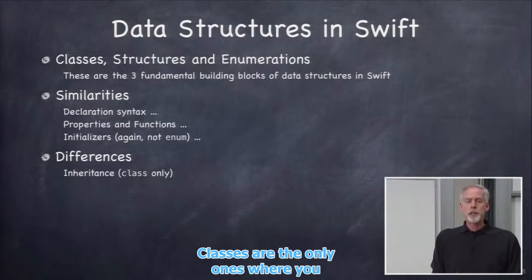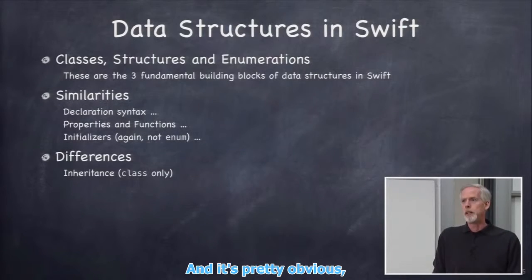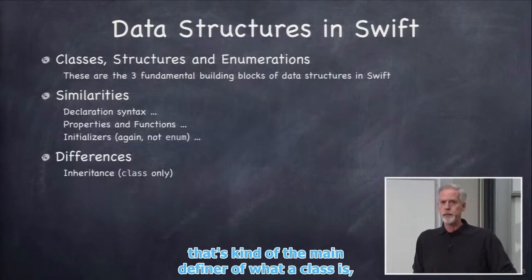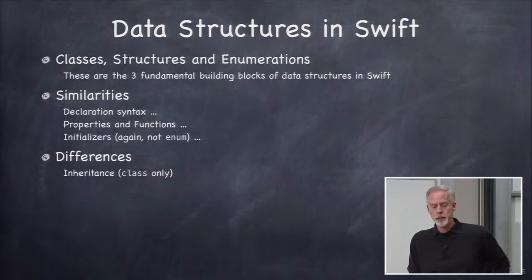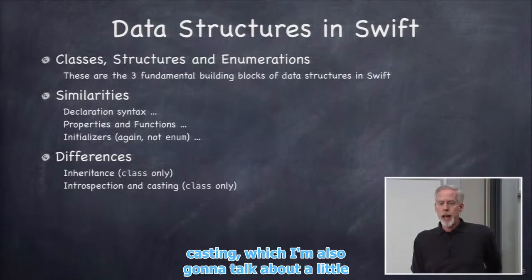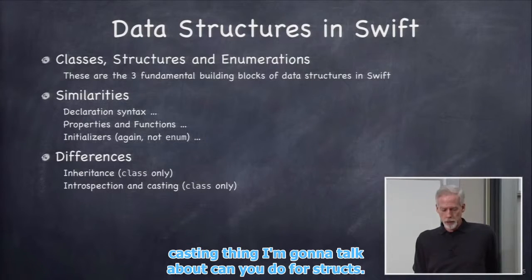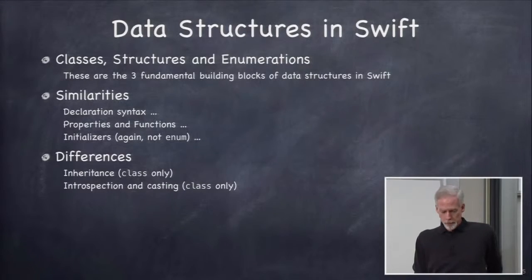Classes are the only ones where you have inheritance. It's pretty obvious, that's kind of the main definer of what a class is. It has inheritance. And then introspection and casting, which I'm also going to talk about a little later, those are only for classes. So none of this casting thing I'm going to talk about can you do for structs.